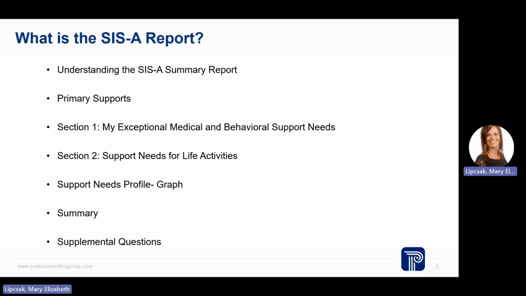To become familiar with this report, there are 7 areas that we will cover: Understanding the SIS-A Summary Report, Primary Supports, Section 1, My Exceptional Medical and Behavioral Support Needs, Section 2, Support Needs for Life Activities, Support Needs Profile Graph, Summary, and Supplemental Questions.